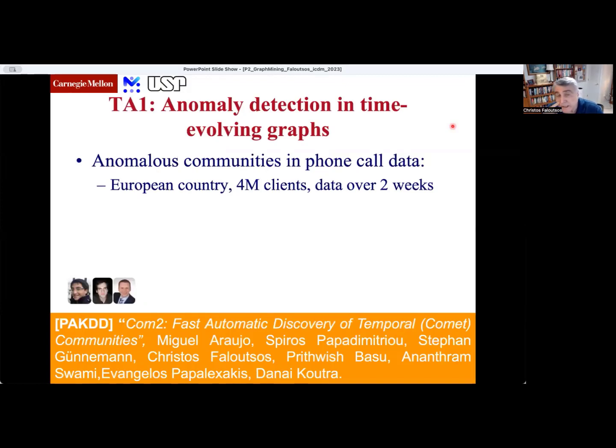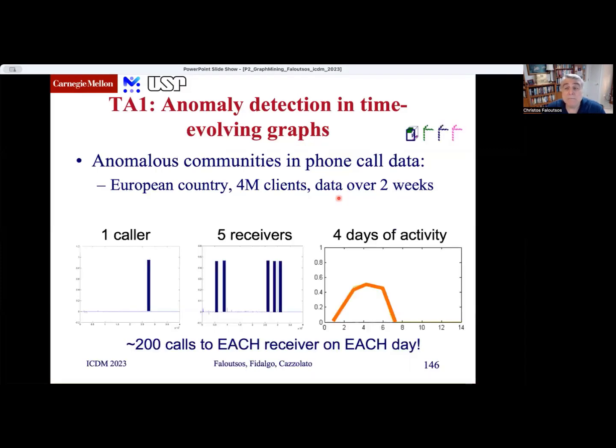So for the phone call data set, we had anonymized who-calls-whom data from a European country from a mobile carrier. This mobile carrier had 4 million clients, each calling each other, and of course the carrier was recording all the phone calls, and they gave us data over 2 weeks, as we said, anonymized. Clearly this is a three-mode tensor. Here is the caller, here is the callee, here is the time, the first, second, 14th day, right? We did the PARAFAC decomposition.